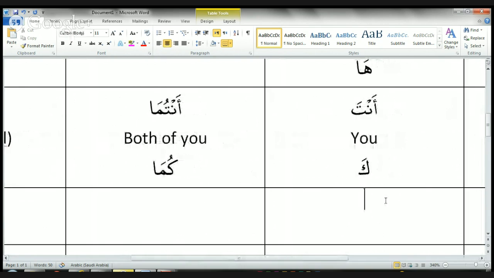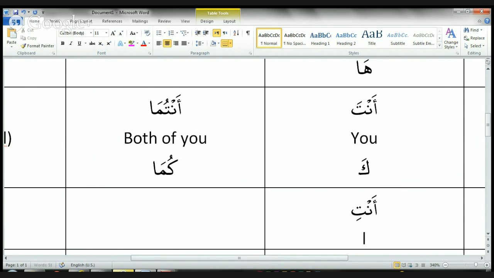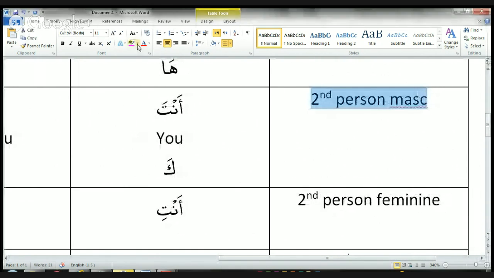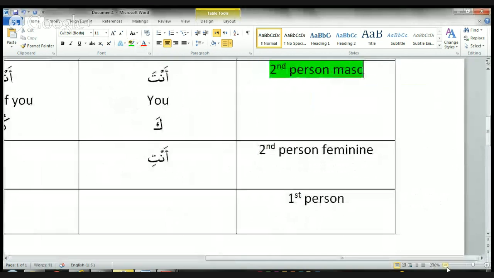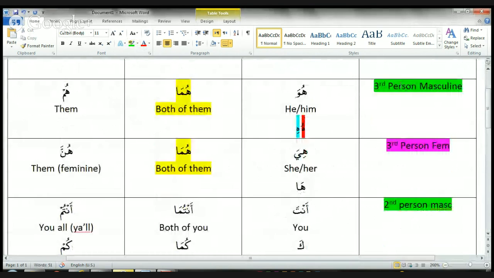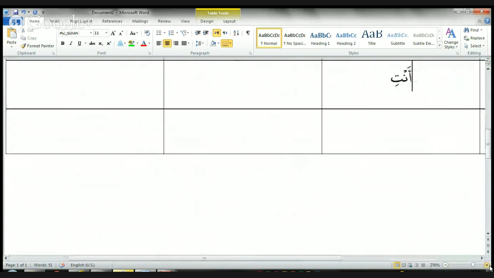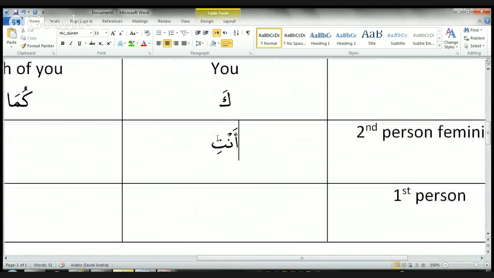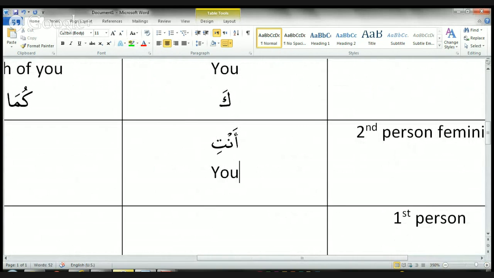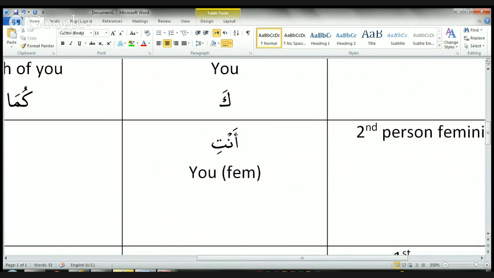Anta, antuma, antum. They are second person masculine, to show you the bigger picture. Masculine, feminine, masculine. Anti, which means you, but for feminine. And the attached pronoun, who knows? Ki.